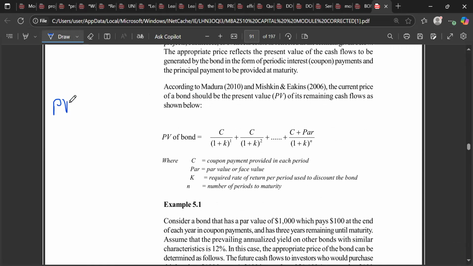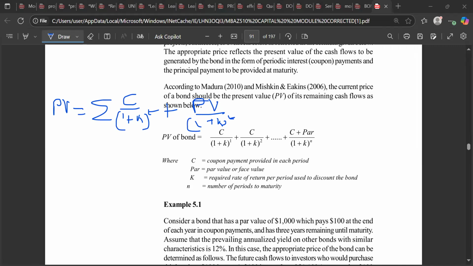So now we say the present value of a bond is equal to the summation of your coupon over 1 plus your required rate of return, K, to the power T, plus the par value over 1 plus K to the power T. So generally, this is your bond valuation formula. You're going to discount everything that's there.